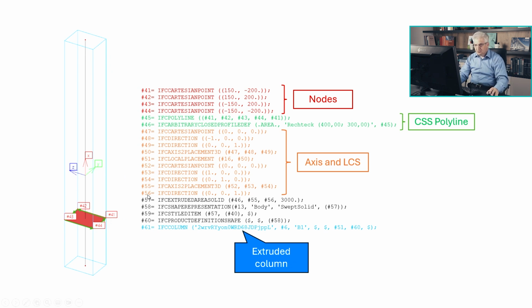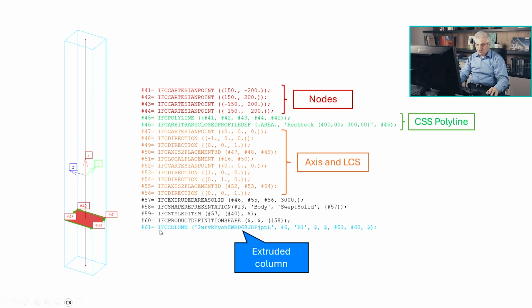So you see here one example of a column. This is swept solid. You see these red lines. This is the description of the nodes of my cross section. Then on row 45 we have the description of the polyline. On row 46 we have the cross section. Then rows 47 to 56 are the description of the start point, end point, and rotation of the coordinate system.